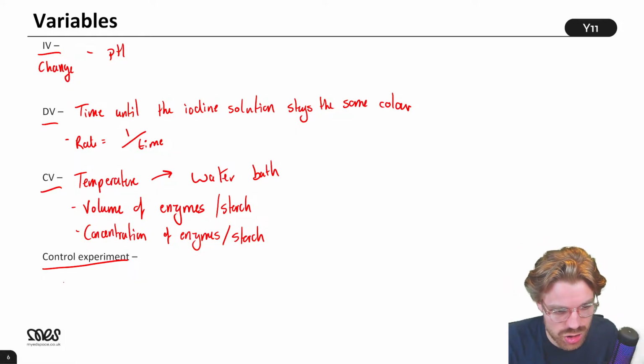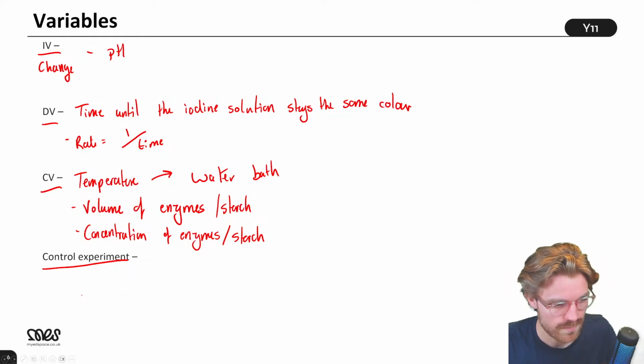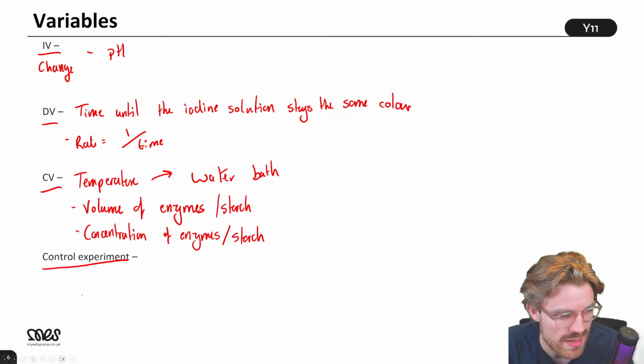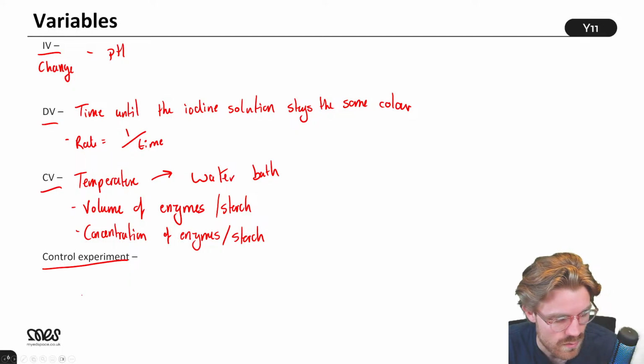And then what do I mean by control experiment? What do I mean by the control experiment there, team? What do we think? Not just repeatable, not removing the anomaly.